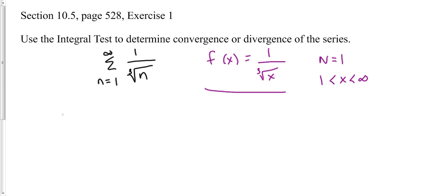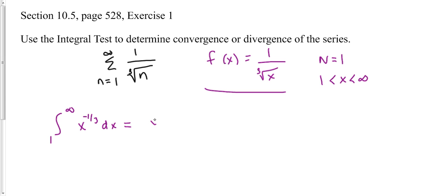And then we're just going to take the integral from capital N, which is 1, to infinity, of our function f of x, which I'm going to rewrite as x to the negative 1/3 dx. And of course, whenever we have an integral, we ask ourselves, first of all, do we know what the antiderivative of the integrand is? And in this case, we do.